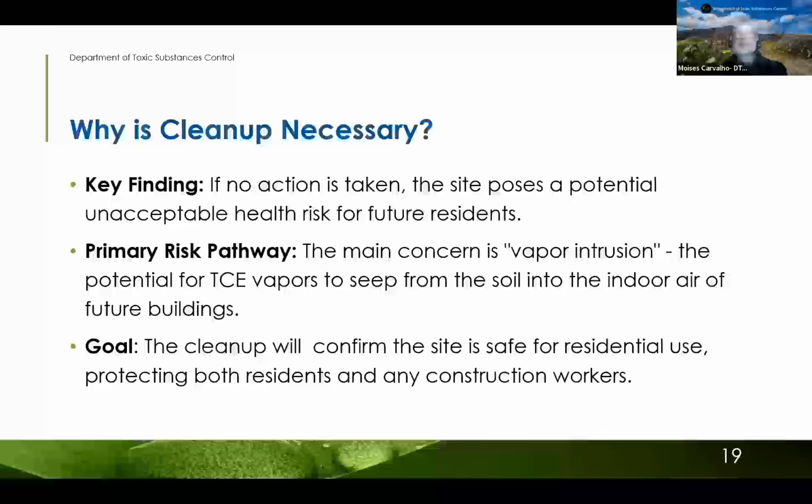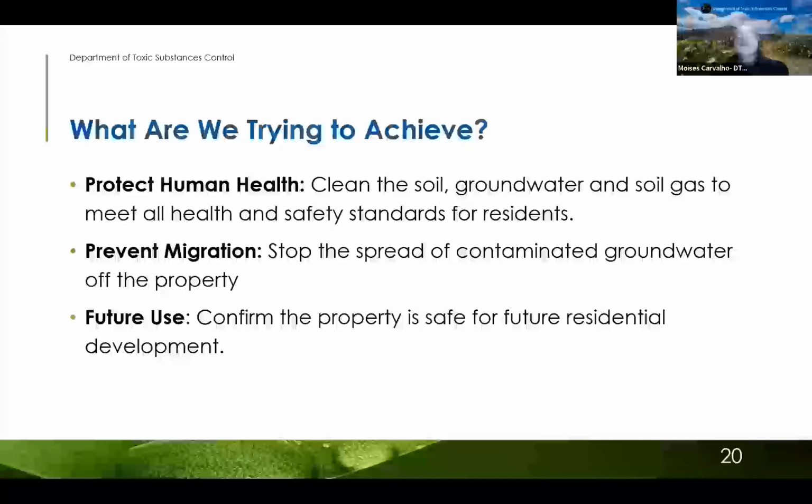Next. What we are trying to achieve. So what is our goal? And what does clean mean here? First and foremost, our goal is to protect human health by cleaning the site to meet the strict safety standards for a residential neighborhood. Second, we want to stop the contamination of the groundwater from spreading further. And third, the ultimate goal is to make the property safe so it can be a productive part of the community again. Next slide.